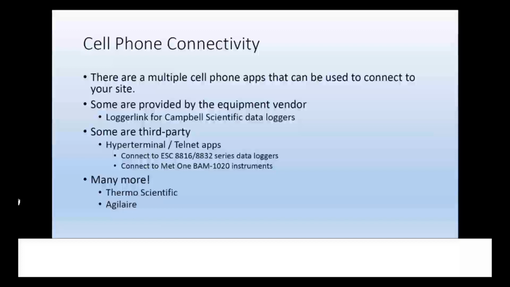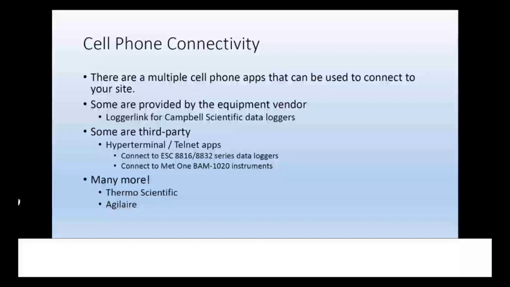Something else I wanted to mention: once you set your site up for remote connection, you can actually use your cell phone to connect to your site to look at data, troubleshoot, etc. A lot of vendors have apps that you can use. In the case of LoggerLink, it is provided by Campbell Scientific. It's a free app. Once you set up your connection information, you can log in from your phone and look at data.